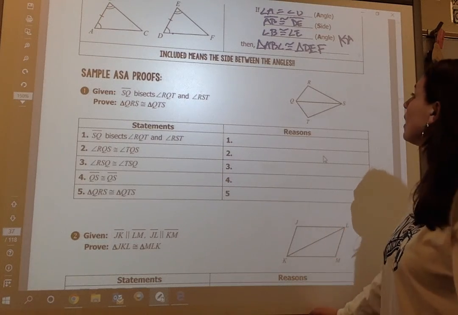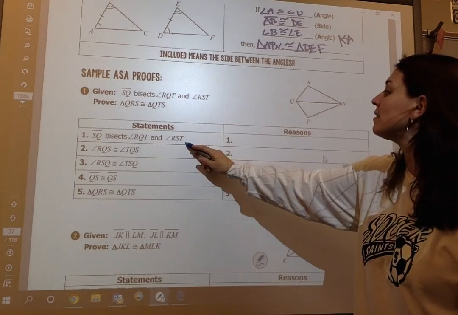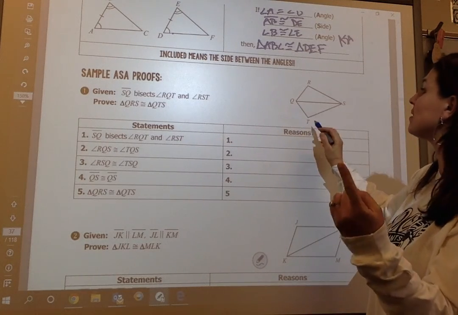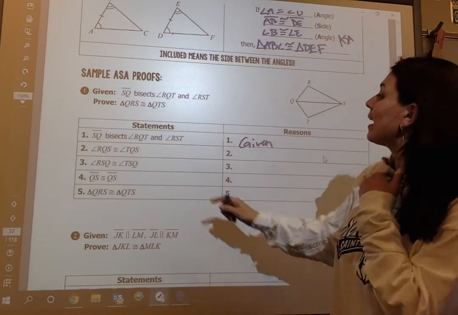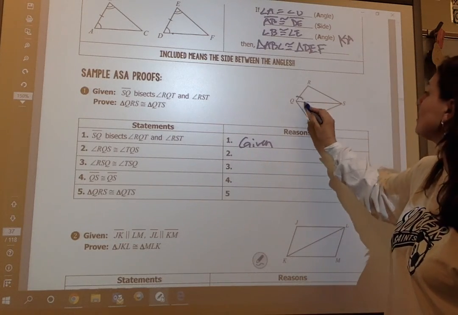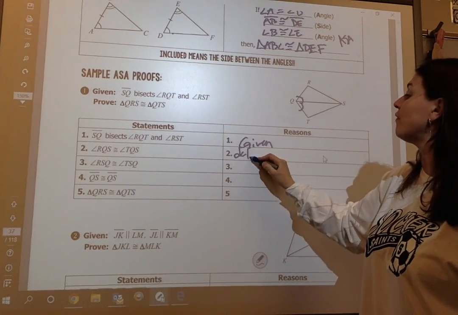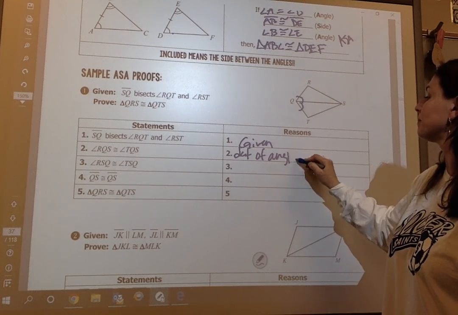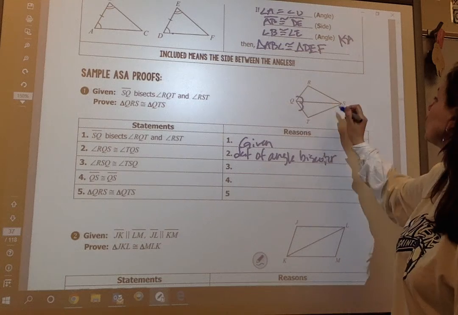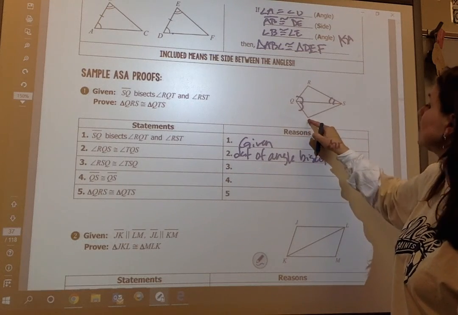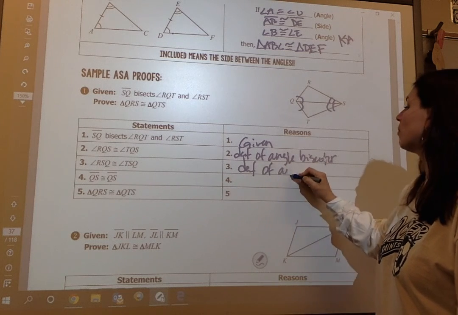All right, so SQ bisects RQT. It bisects RQT and it bisects RST. That's my given statement. Now I can say that RQS is congruent to TQS because of definition of angle bisector. I can also say that RSQ is congruent to TSQ, also because of definition of angle bisector.